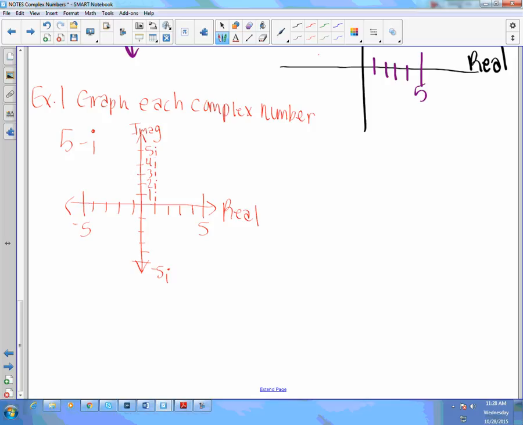Okay, just like we're graphing our other ordered pairs, the first number is your horizontal movement, the second number is your vertical movement. So I want you to try to find where 5 minus i would be and plot a graph, and then turn it over and see if you can put it in the same spot. And then check your answers to see if you agree.